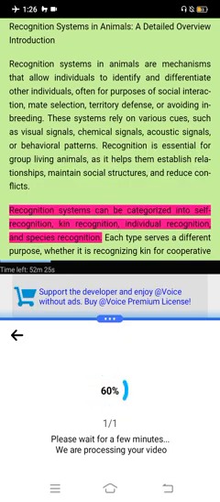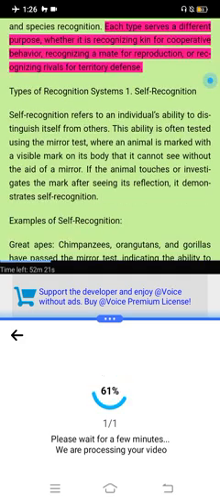Recognition systems can be categorized into self-recognition, kin recognition, individual recognition, and species recognition. Each type serves a different purpose, whether it is recognizing kin for cooperative behavior, recognizing a mate for reproduction, or recognizing rivals for territory defense.